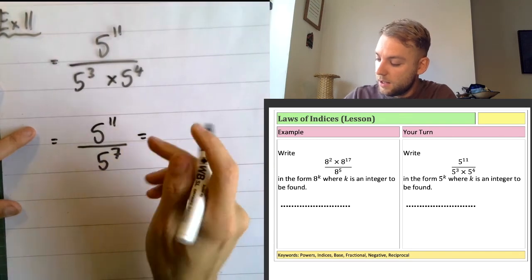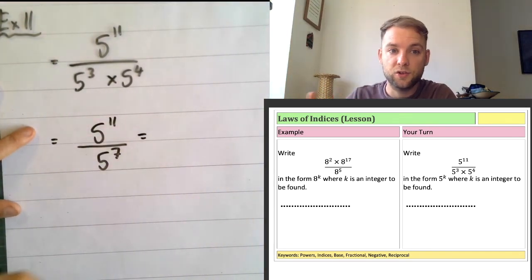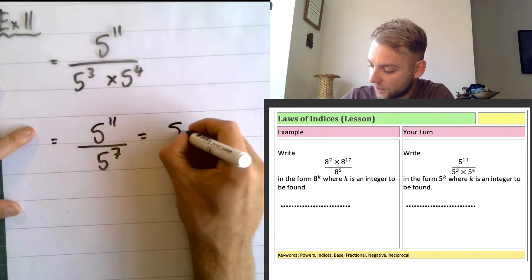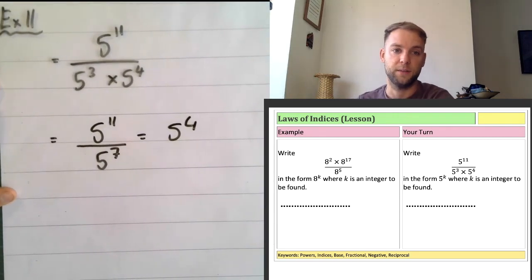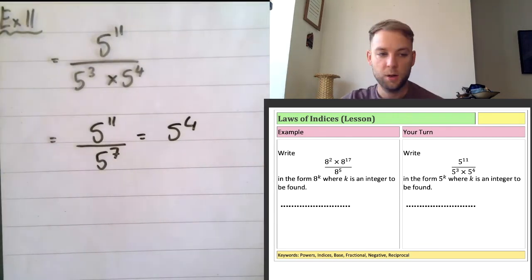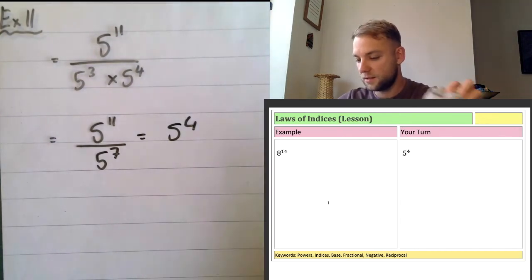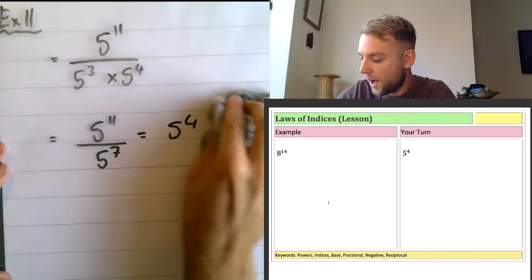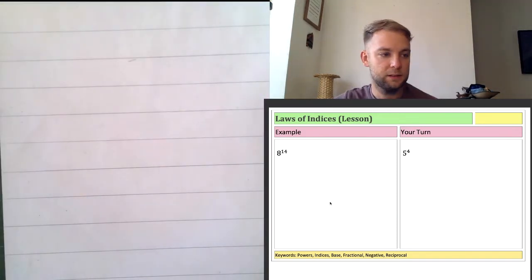So 5 to the power of 11 divided by 5 to the power of 7, I subtract. So 11 take away 7 is 5 to the power of 4, and that's how they want it. They want it in 5 to the power of k, and in which case k is 4 in this case. Brilliant. Nice and straightforward. Should be flying now. So, check those answers. 8 to the power of 14, 5 to the power of 4. Absolutely super. Okay, let's step it up a little bit now.